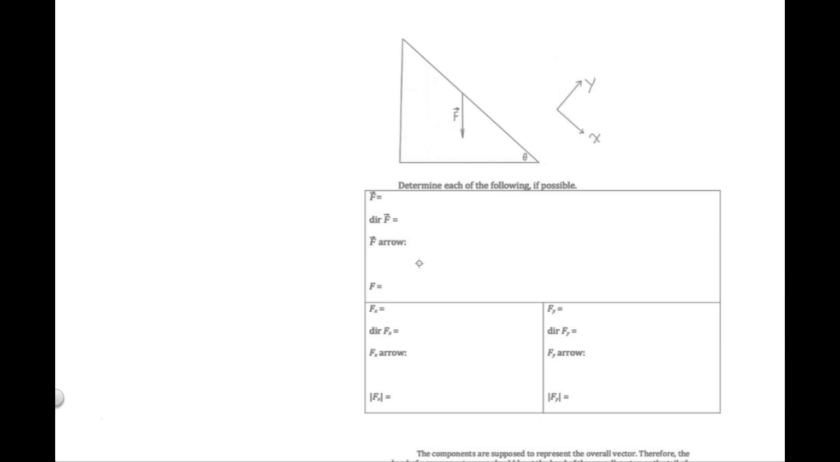In this case, we could say that the direction of the f vector is down. We don't need to use an angle to describe this direction. We can describe it with the word down. And then the f arrow, we already know, points down. Our f arrow points down.